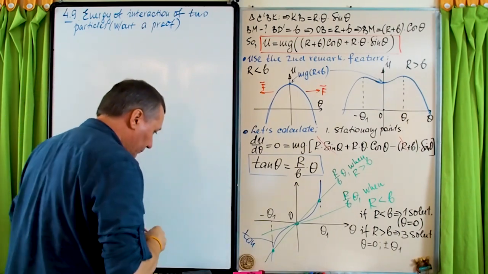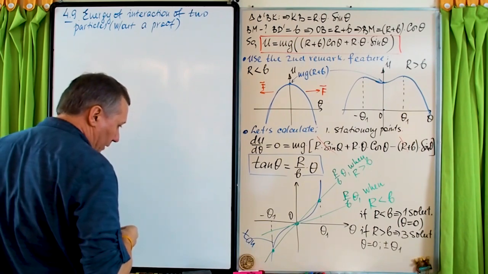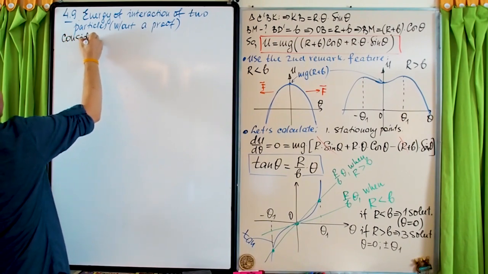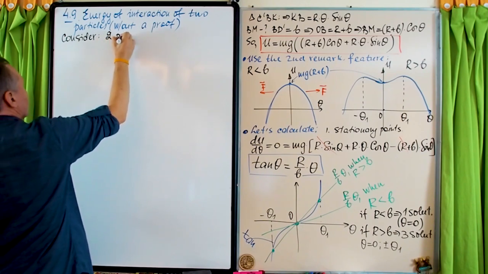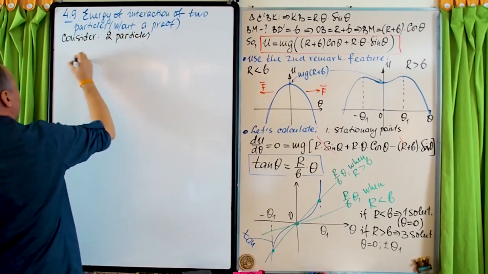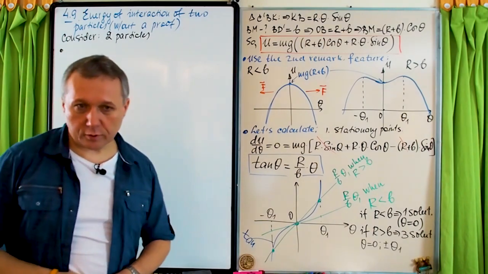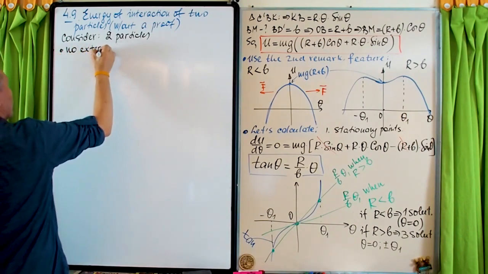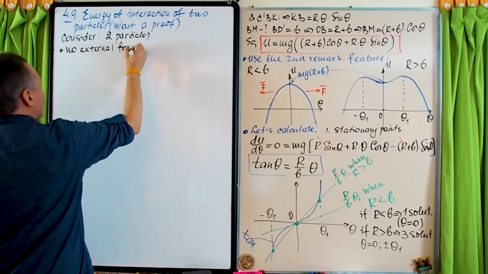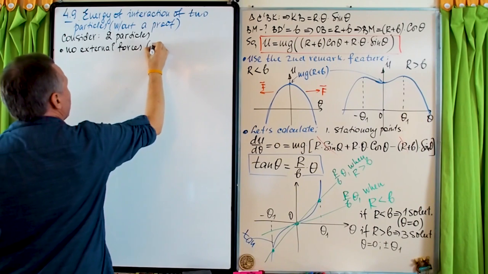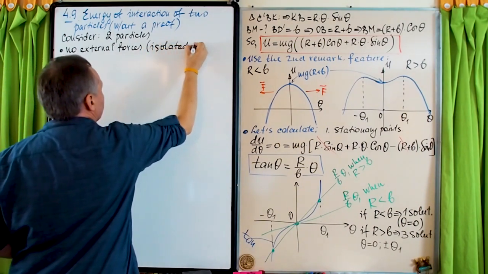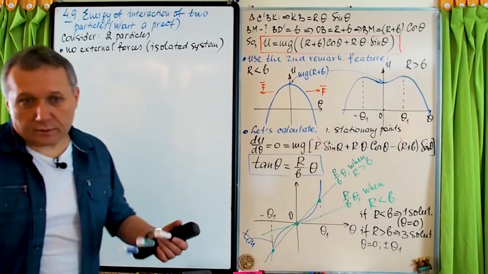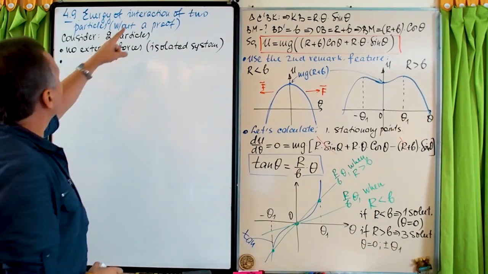So what should I write? We have two particles. Then, no external forces. The system is isolated. No external forces. So, isolated system. Then, second. Did I write energy of interaction?